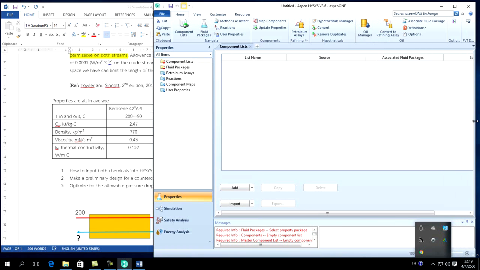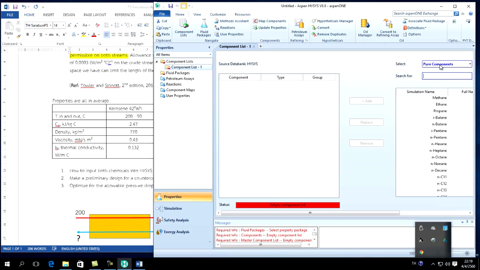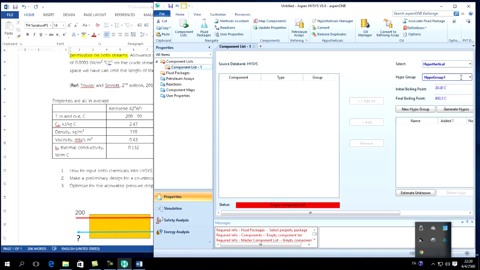I start by inputting the components, and because the component here is not a pure chemical, it's a mixture of some species of hydrocarbon in the kerosene as well as in the crude oil, we have to work with the hypothetical technique.